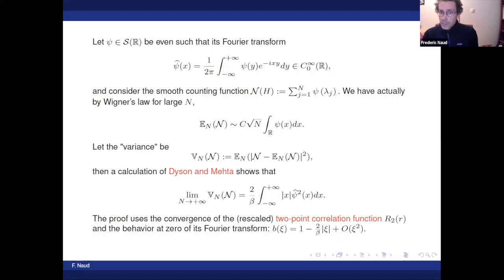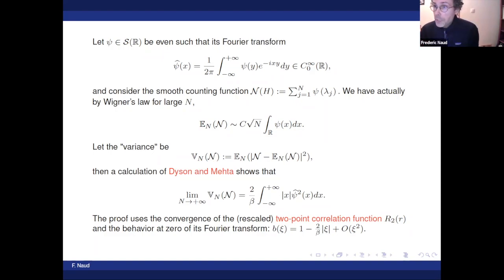And what is very important to notice is that this guy doesn't capture a lot about the correlation function. For example, it involves the two-point correlation function, but only a tiny bit of information about it. More precisely, you just need to know the behavior of the Fourier transform of the two-point correlation function near zero. This is where the 2/β comes from.